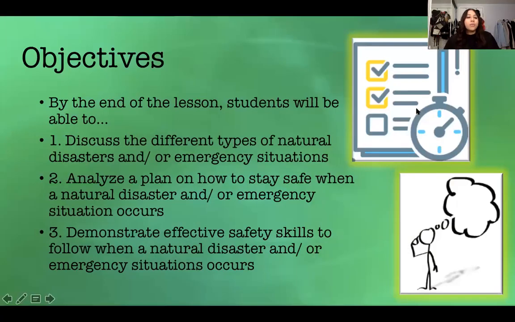So my 3 objectives for today. By the end of the lesson, everyone will be able to discuss the different types of natural disasters and or emergency situations. Number 2 is to analyze a plan on how to stay safe when a natural disaster and or emergency situation happens. And number 3 is to demonstrate effective safety skills to follow when a natural disaster or emergency situation happens.